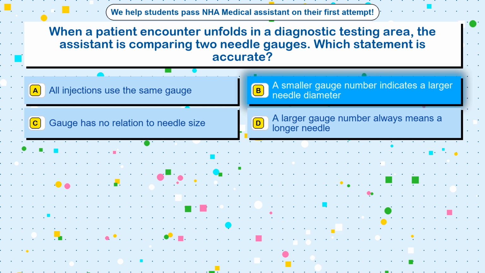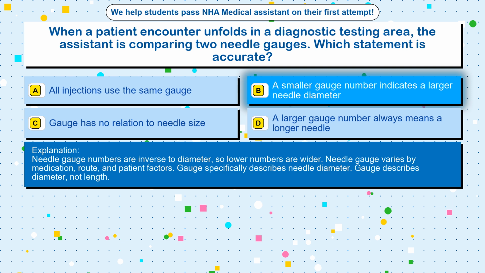The correct answer is option B, a smaller gauge number indicates a larger needle diameter. Needle gauge numbers are inverse to diameter, so lower numbers are wider. Needle gauge varies by medication, route, and patient factors. Gauge specifically describes needle diameter. Gauge describes diameter, not length.